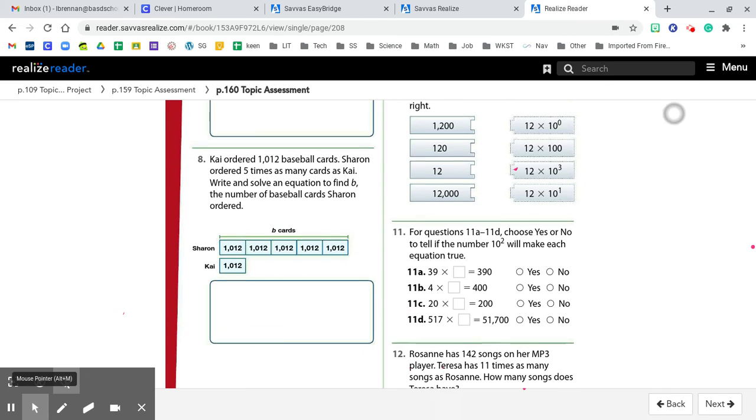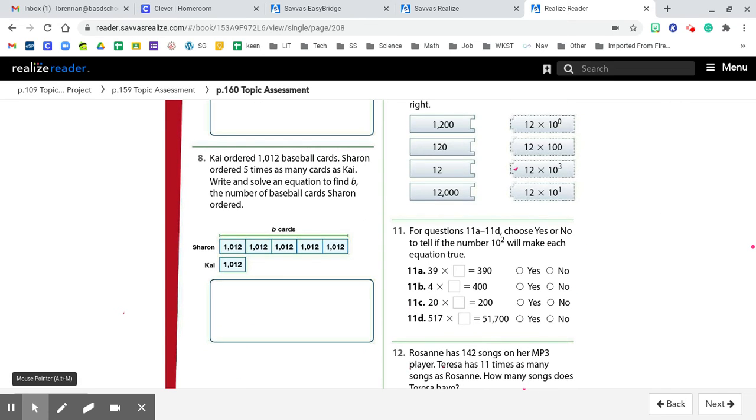Moving down. Kai ordered 1,012 baseball cards. Shannon ordered 5 times as many cards as Kai. Write and solve an equation to find B, the number of baseball cards Shannon ordered. So we have 1,012 and 5 times more, using B because they have a B right there. And what is my answer? So 1,012 times 5.